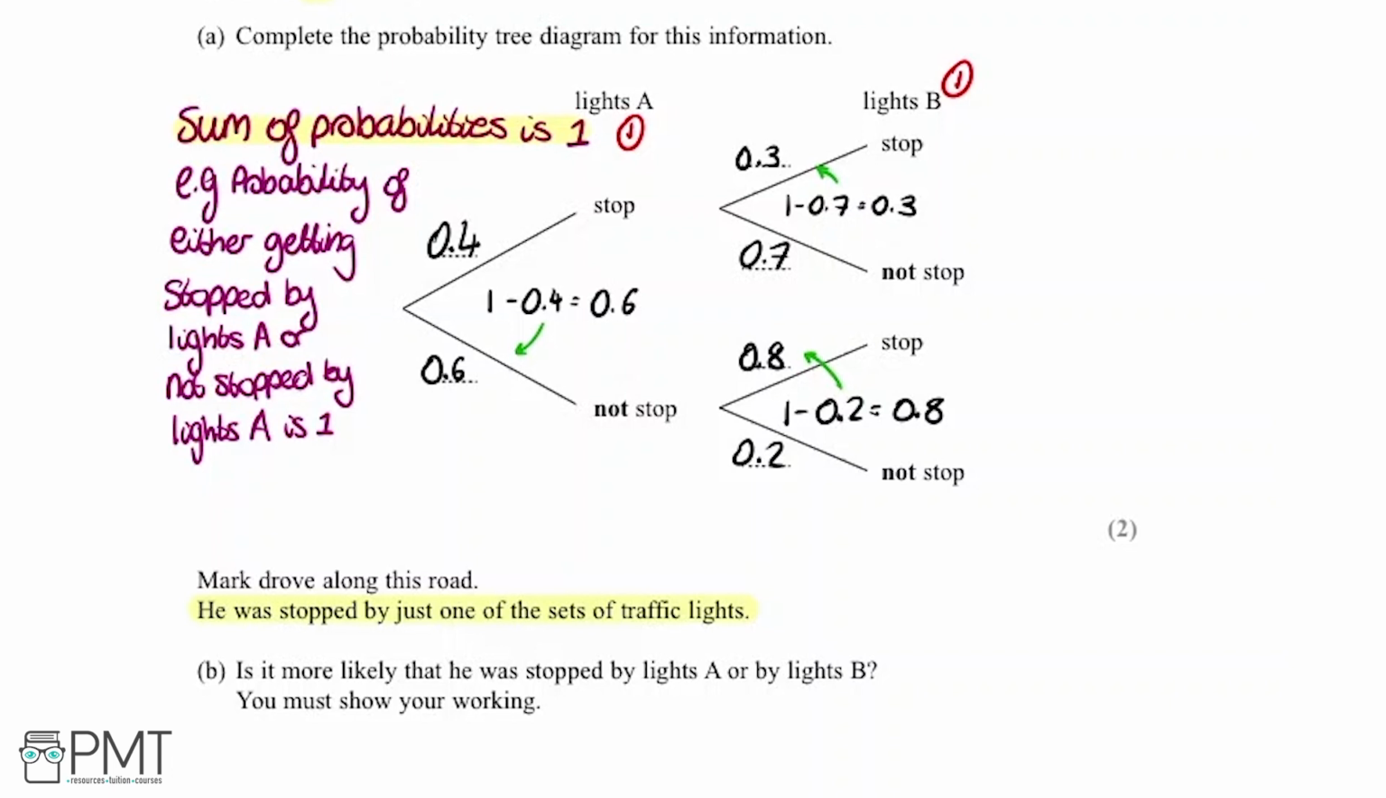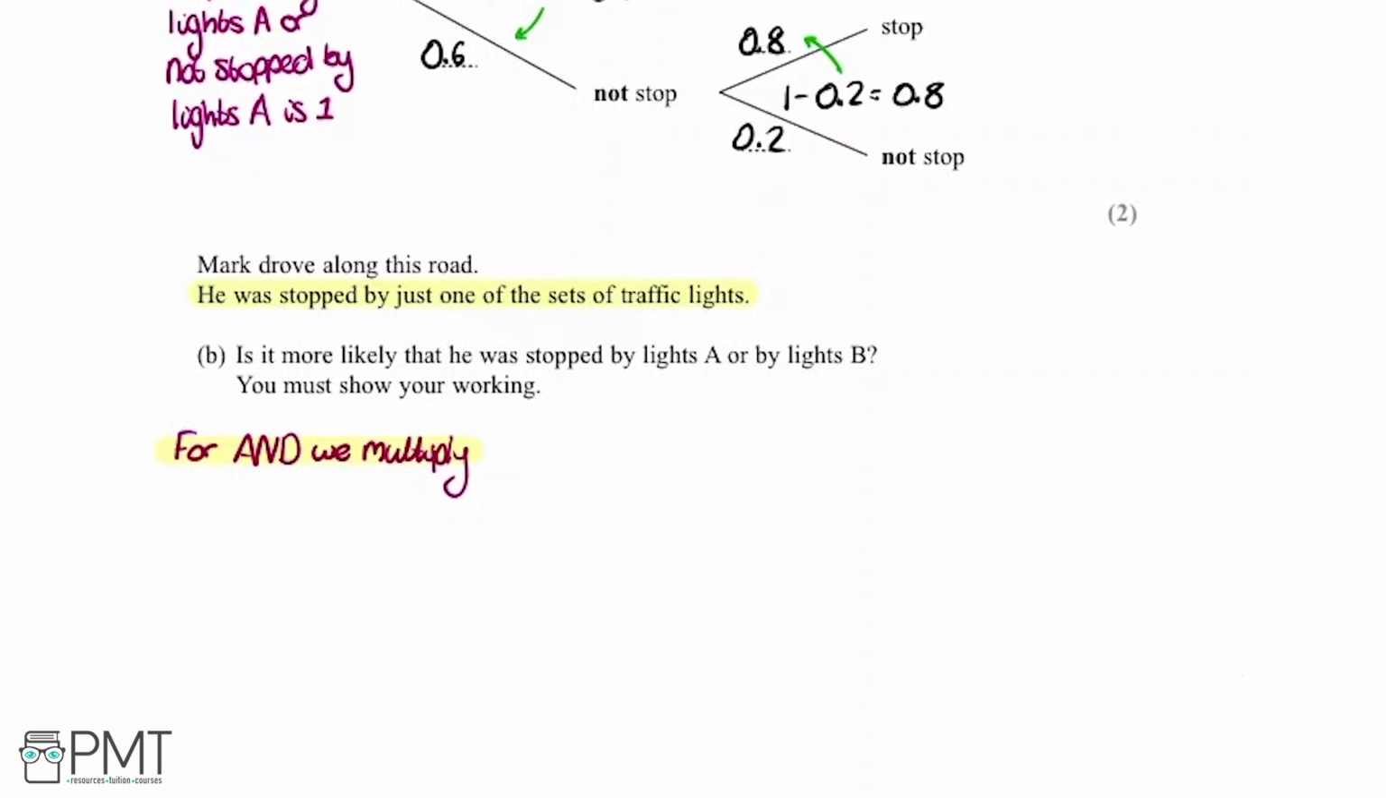So he could have been stopped by light A, but then he can't have been stopped by light B. He's going to have to be stopped by light A and not stopped by light B. Or he was not stopped by light A, but then he was stopped by light B. So there are these two possibilities: this route through the tree, or this route through the tree. Now I've just written this thing down here saying for "and" we multiply, and hopefully you'll see what I mean in a minute.